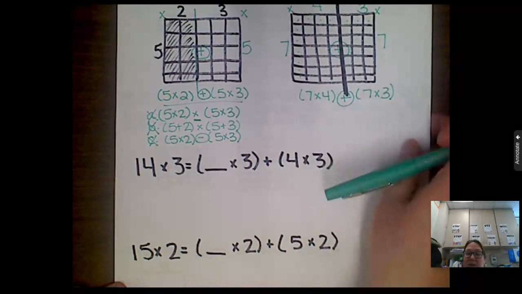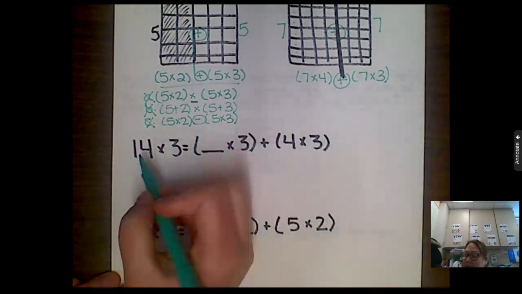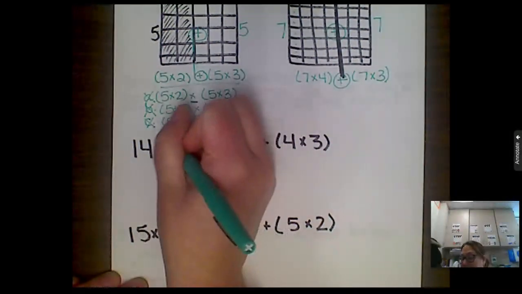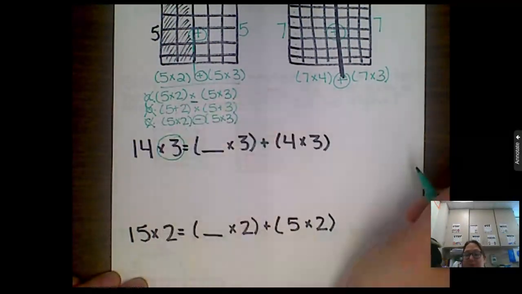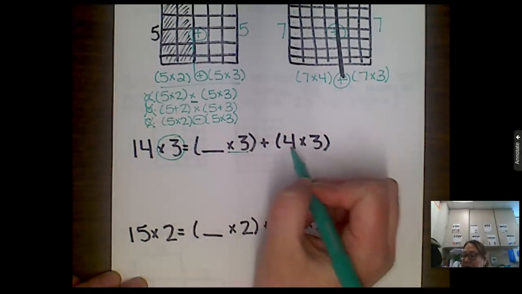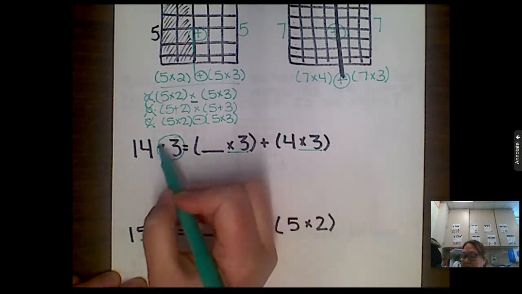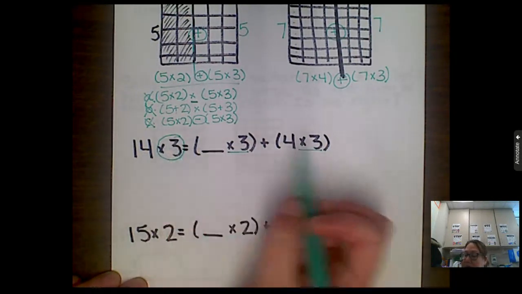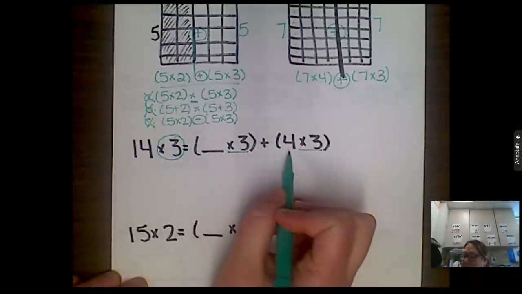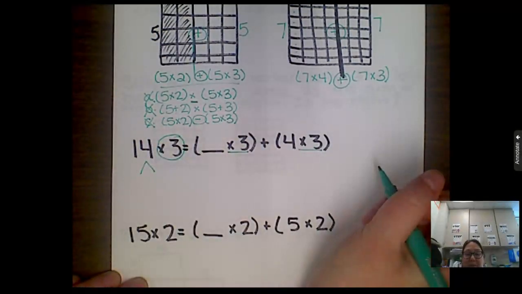So we've had questions like this before. I just want to review it to make sure we're good. So we have 14 times 3. So we're multiplying times 3, and it equals blank times 3 plus 4 times 3. So there's that times 3 because we see that we're multiplying times 3. So between this number and this number, we're breaking up that 14. It's the distributive property, okay?